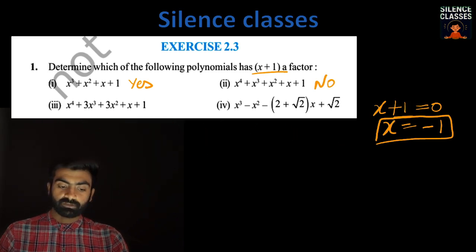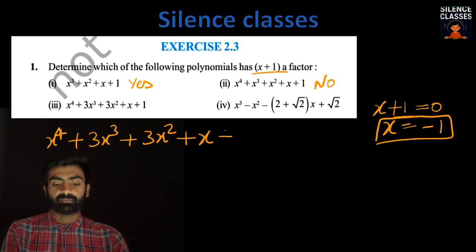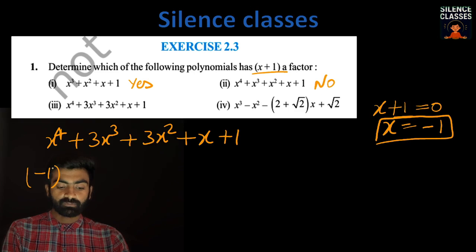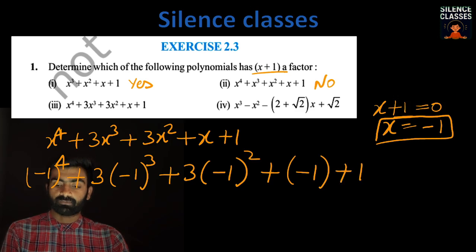Now let's move to the third one. x to the power 4 plus 3x cube plus 3x square plus x plus 1. In the place of x, what do we have to put? Minus 1. Minus 1 to the power 4 plus 3 multiplied by minus 1 to the power 3 plus 3 multiplied by minus 1 to the power 2 plus minus 1 plus 1.